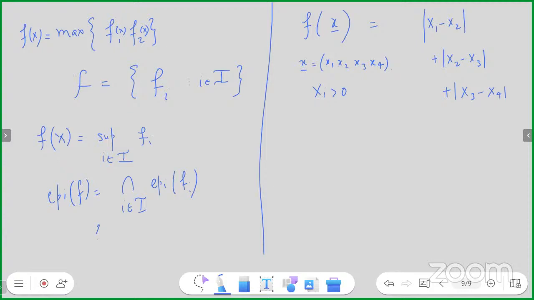Okay. What about 4 dimensions? When it's not seen, just stare at it for a while for the 2 dimensions. Once you're convinced, then go to the 4.